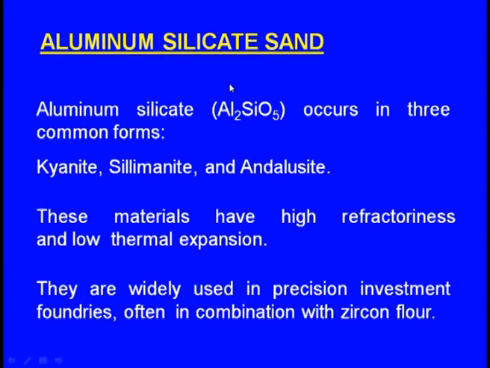These may not be commonly used in green sand molding, but under special casting processes there is the investment casting process, where the pattern is made of wax. Around the wax we repeatedly give a ceramic slurry coating. After a shell is created, we heat the system and the wax inside the shell is drained out, then we pour the molten metal into the shell. In that process this aluminium silicate sand is used in combination with the zircon sand.